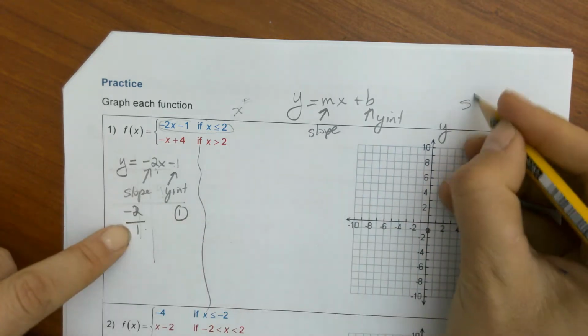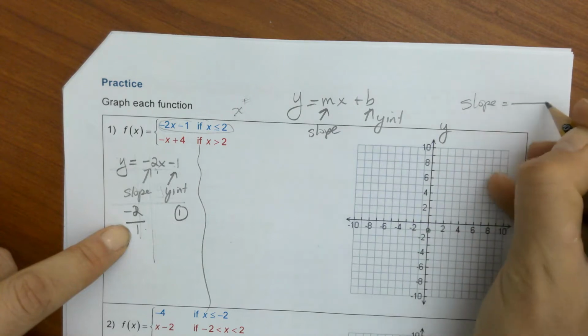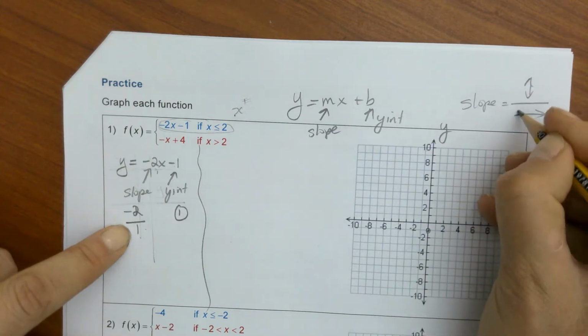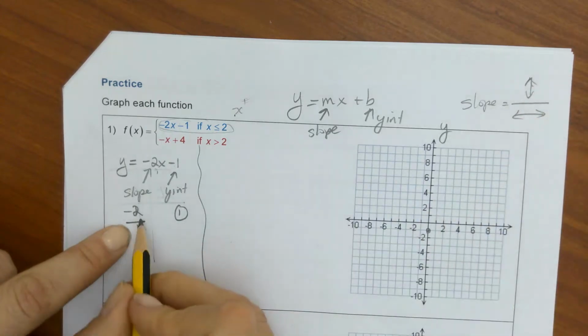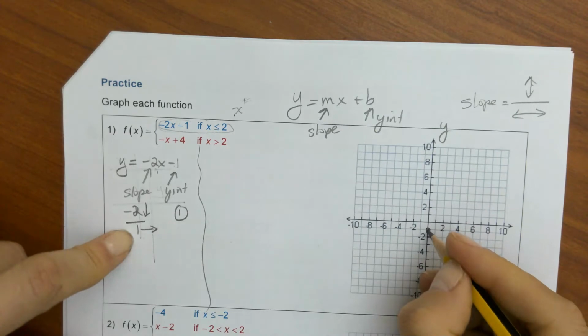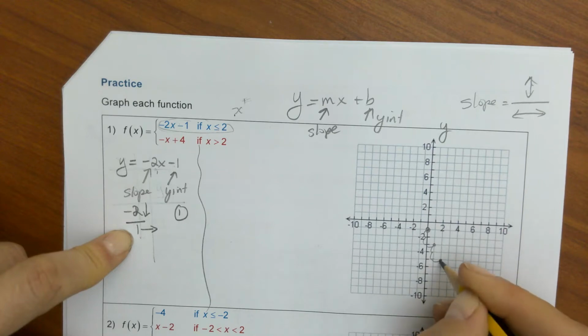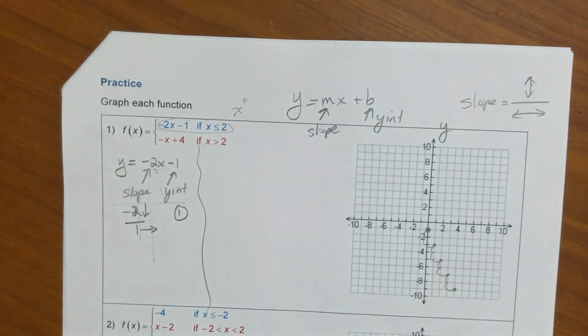The number on the top is up and down. The number on the bottom is left and right. So this one says go down 2 and right 1. Down 2, right 1. Down 2, right 1. There. And now I just connect the dots.